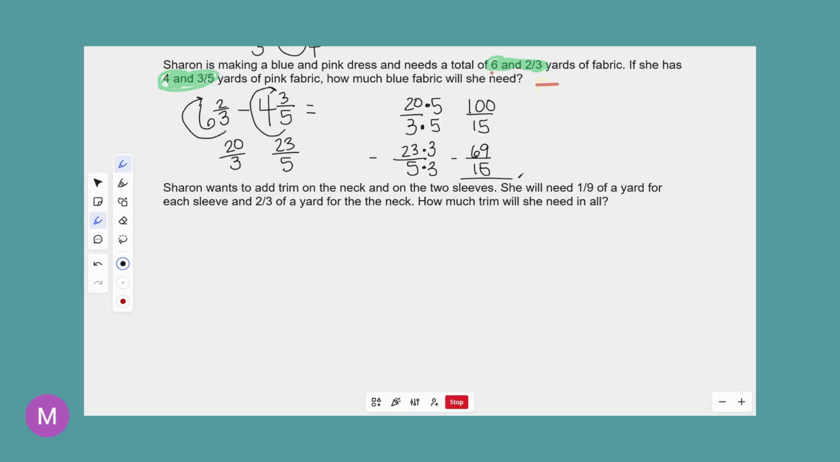So now we can subtract because we have like fractions here. And we're not going to subtract the bottoms, just the numerators. So 100 minus 69, we get 31. That's improper. So 31 divided by 15, it can go into it twice with 1 left over. So 2 and 1/15 yards of blue fabric is needed.